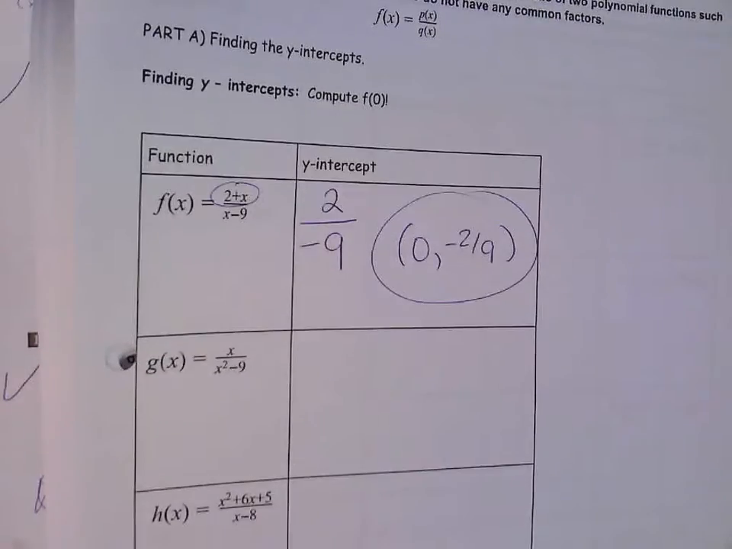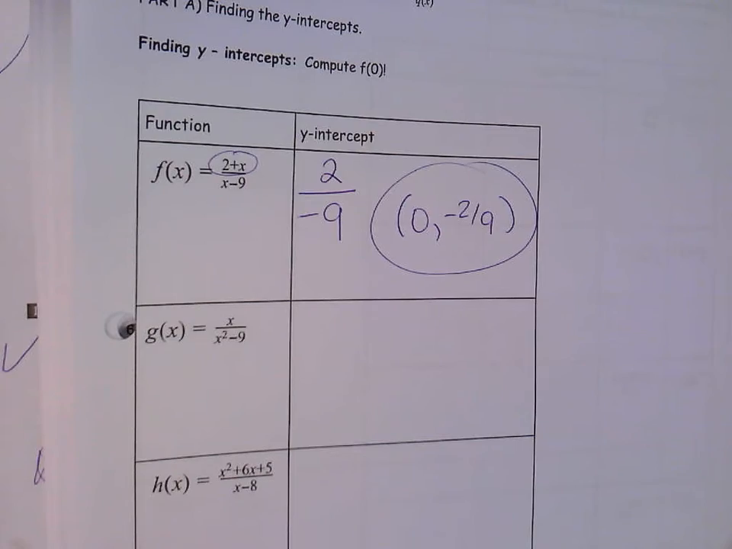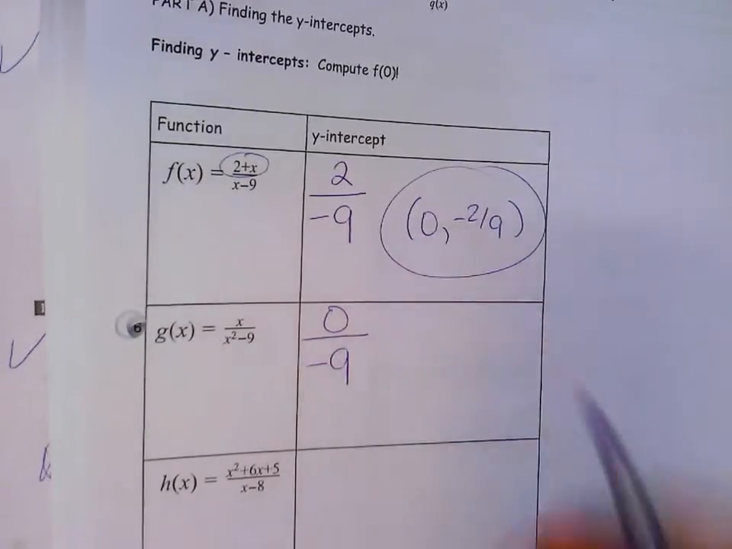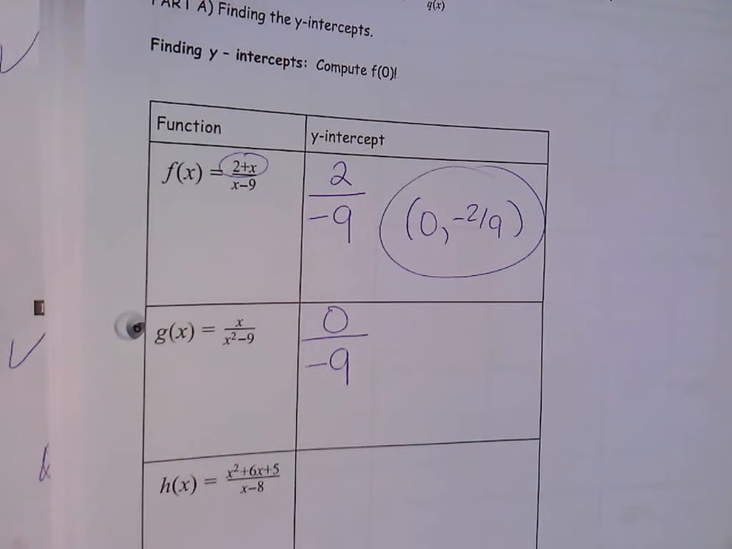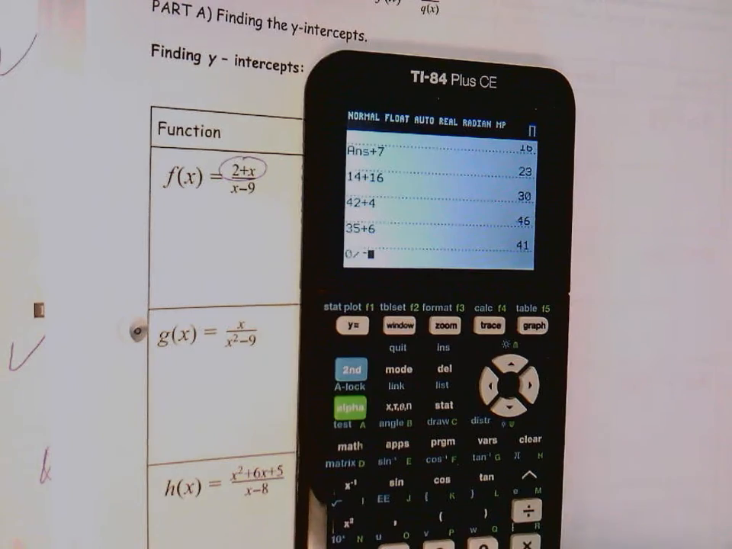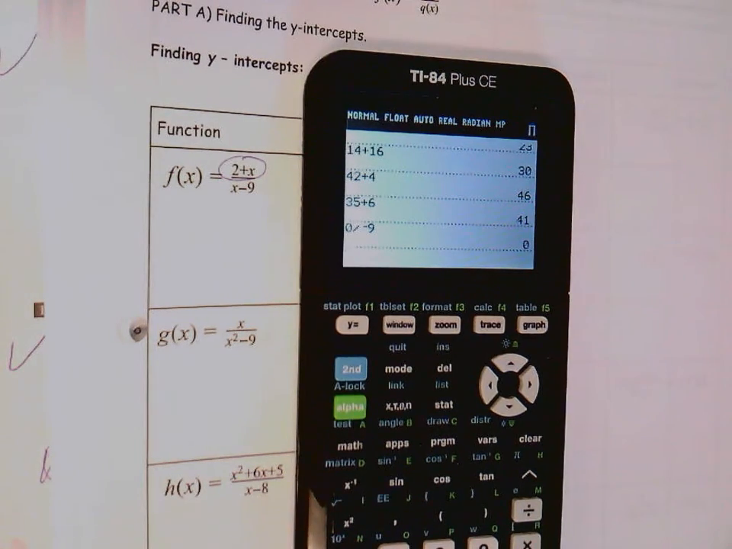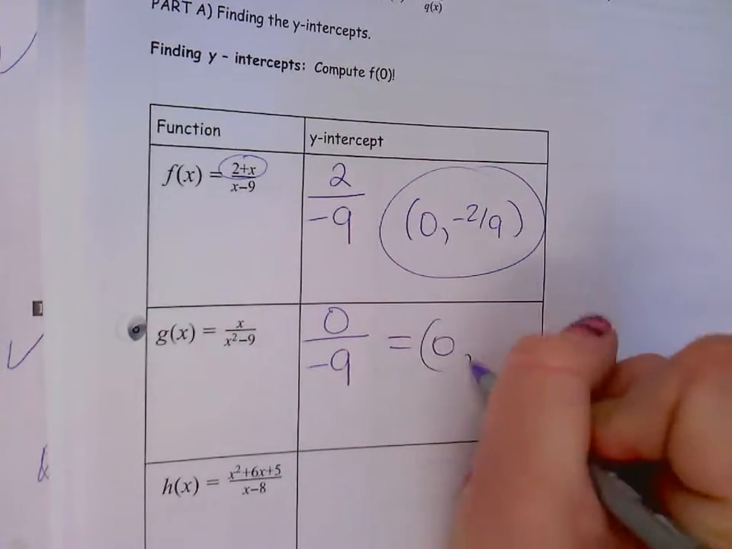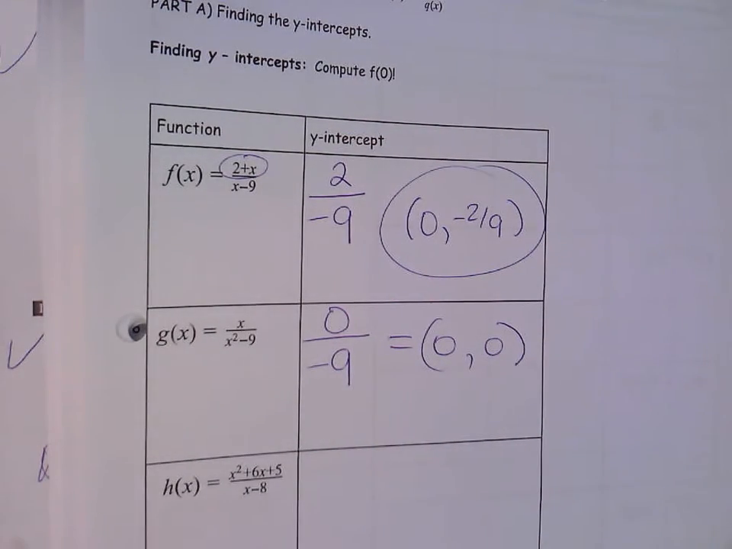What happens when I plug in 0 in g of x? I get 0 in the numerator and I get -9 in the denominator. Am I allowed to do 0 divided by -9? Here's where you need your confidence, right? You can take 0 and divide by anything except 0. And if you want to check it on a calculator, you could do 0 divided by -9 and it'll tell you the answer is 0. So that's allowed. 0 divided by anything is 0. So my y-intercept is 0, 0.